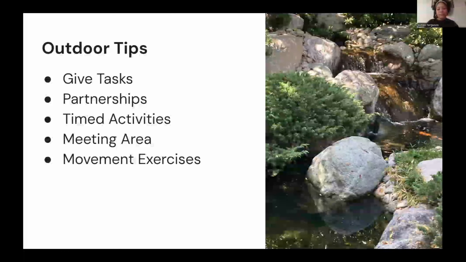Having partnerships sometimes is helpful. I usually have an area where I'm just like, okay, stay around here where I could see you. Naturally, people get lost in the wild. People get lost outdoors.